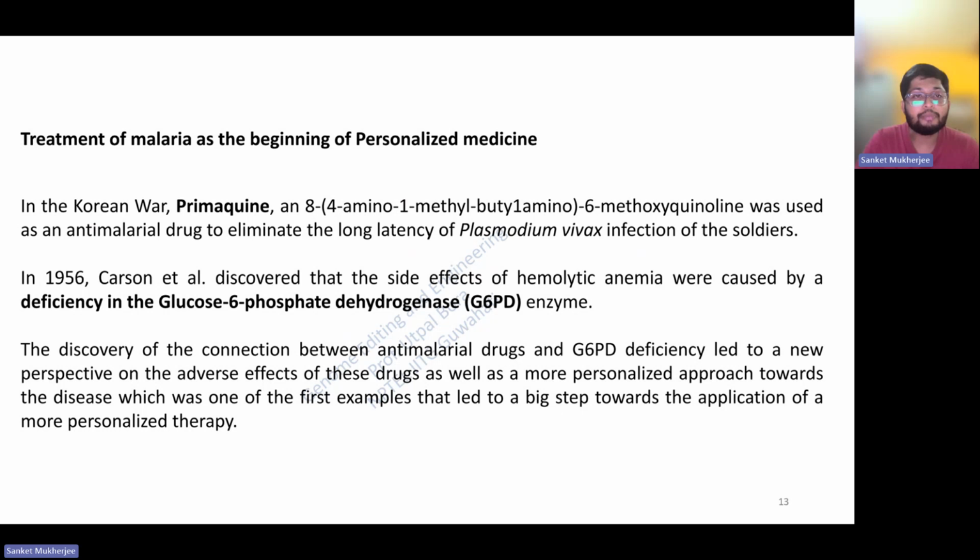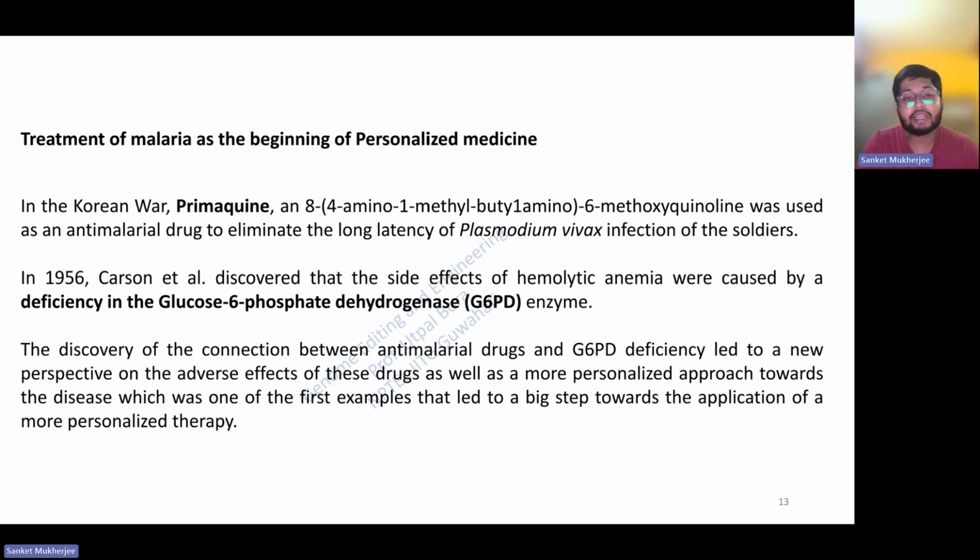In the Korean War, primaquine, 8-(4-amino-1-methylbutylamino)-6-methylquinoline, was used as an anti-malarial drug to eliminate the long latency of Plasmodium vivax infections of the soldiers. In 1956, Carson et al. discovered that the side effect of hemolytic anemia was caused by a deficiency in glucose 6-phosphate dehydrogenase enzyme.